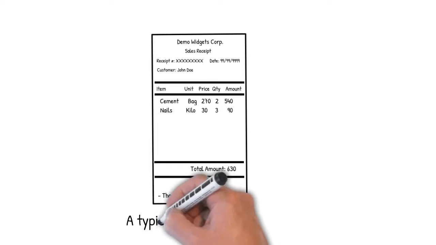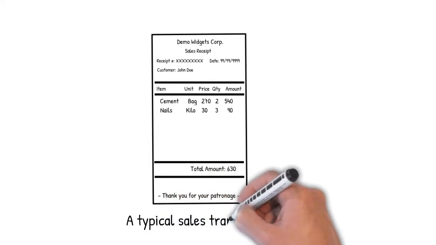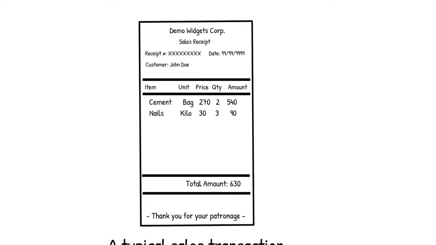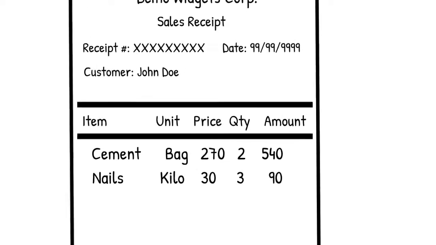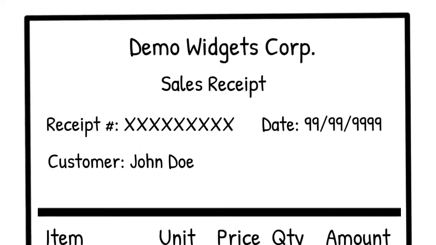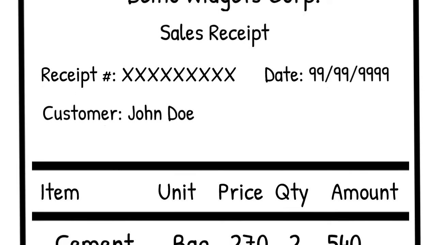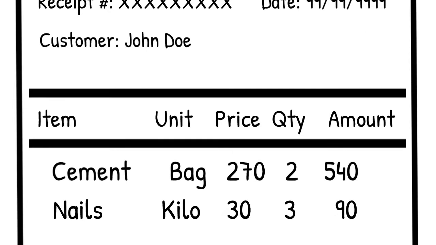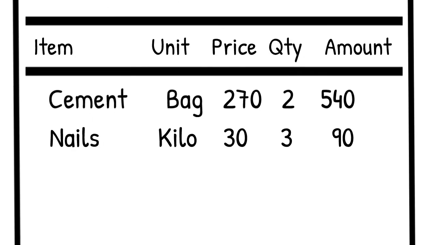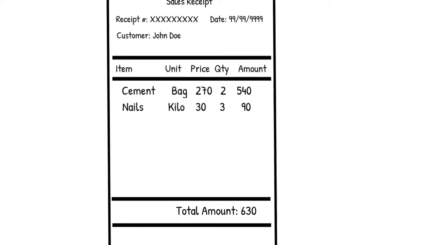As an illustration, let's take a look at a sales transaction. You sold a couple of items to a customer and a typical sales receipt contains a reference number, the date of the transaction, the name of the customer and of course, the items sold. Their descriptions, their units of measure, unit prices, quantities and the corresponding amounts.